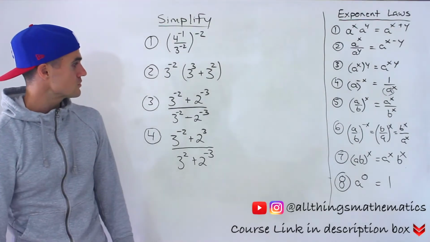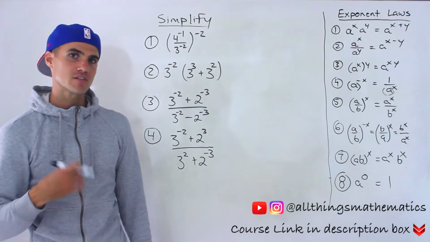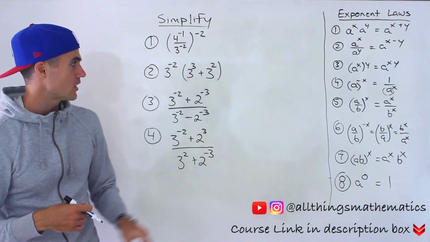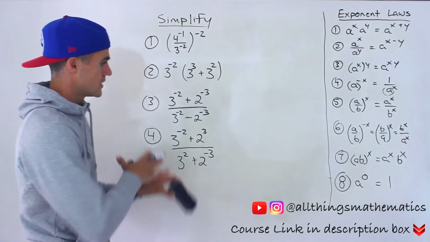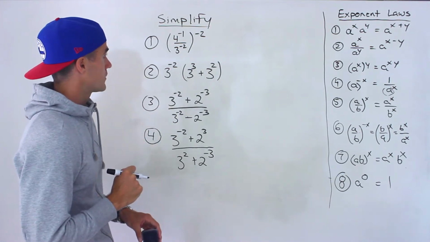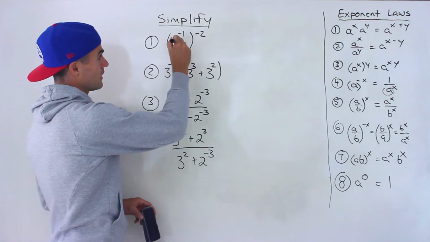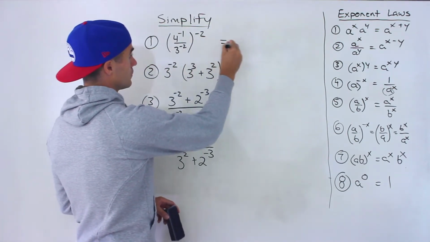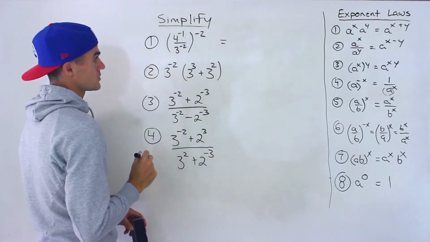And moving on to a couple more expressions we have to simplify using exponent laws. So just some more practice, some other different formats that you could run into when dealing with exponents. So starting with number 1, we've got (4 to the negative 1 over 3 to the negative 2), all to the power of negative 2.